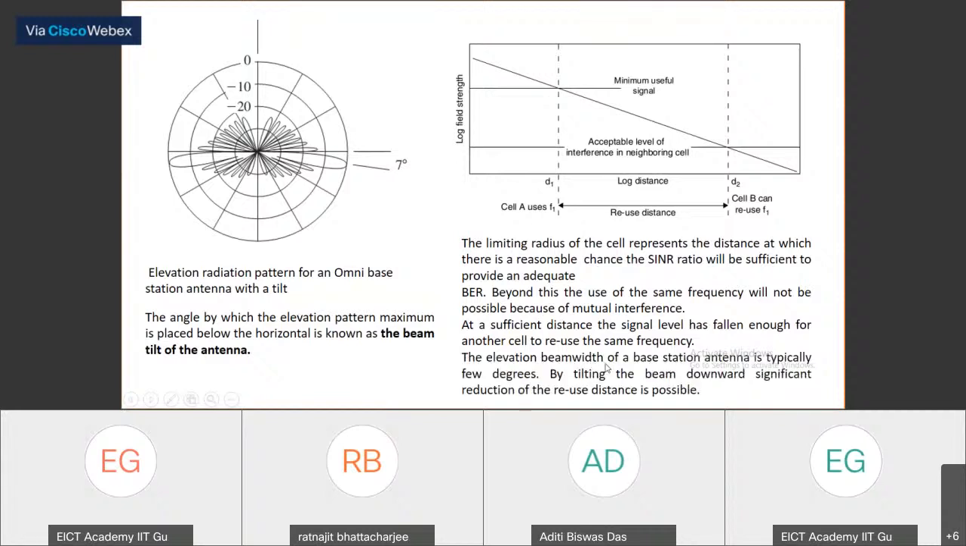The elevation beamwidth of the base station antenna is typically a few degrees. By tilting the beam downwards, a significant reduction in reuse distance is possible. Now, this distance can be reduced to a considerable extent, because this is where we have this high interference region. It can be reduced by using the tilt.